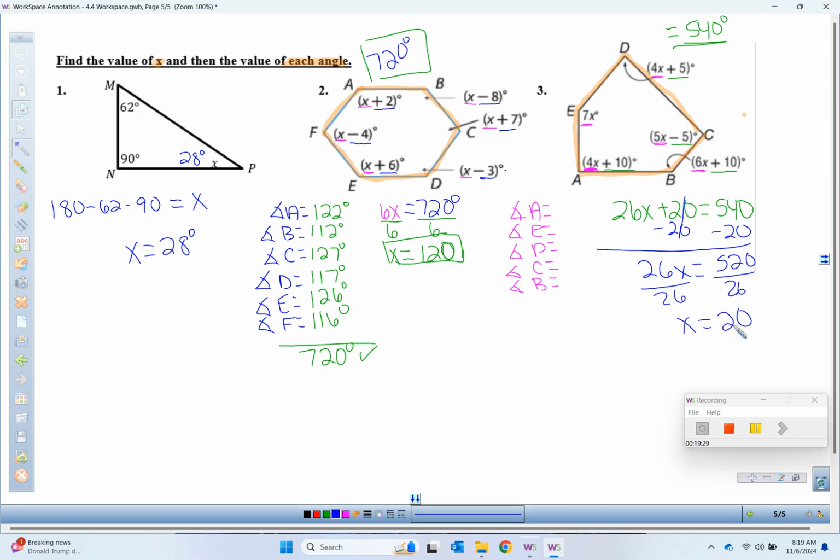So now we take this x, this 20, and we plug it in for all these values to come up with our angle measures. So 20 plugged in here, you would have 4 times 20 plus 10, and you should come up with 90 degrees. E is just 7 times 20. You should come up with 140 degrees. D, plugging 20 in for x, you should get 85 degrees, C, 95 degrees, and B, 130 degrees. And once again, if you wanted to check them, you should come up with 540 degrees.